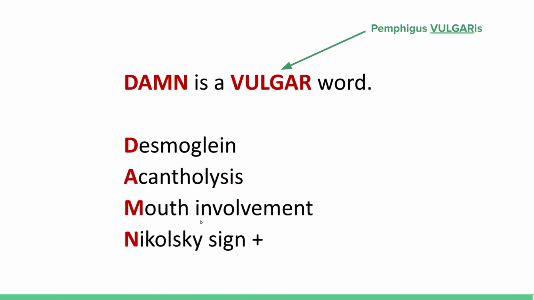Okay, and there's this little mnemonic: dam is a vulgar word, so pemphigus vulgaris. You have antibodies against desmoglein, you see acantholytic cells. There's mouth involvement with pemphigus, which you don't see with bullous pemphigoid. And Nikolsky sign is positive since they're very fragile blisters.